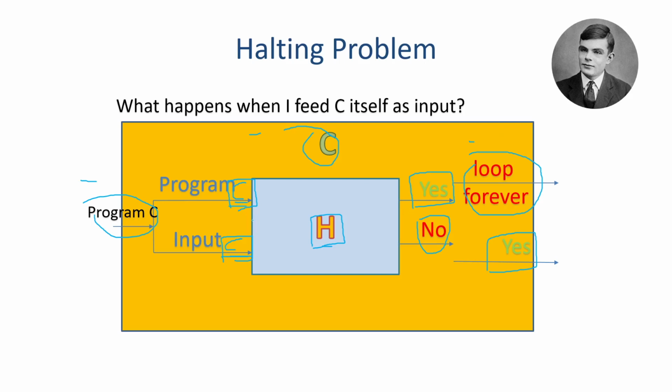Every time H predicts what C is going to do, C actually does the opposite. So when H says, oh, C is going to loop forever, C actually just outputs yes. When H says, oh, it's going to halt, C actually loops forever. So that just means this is not possible, and the halting problem doesn't exist. Is there a machine that will be able to correctly predict whether other machines, other Turing machines, will halt or not? The answer is no.